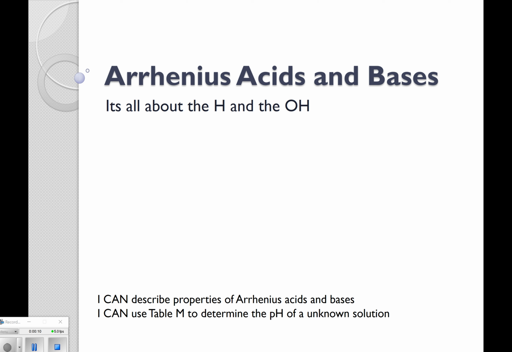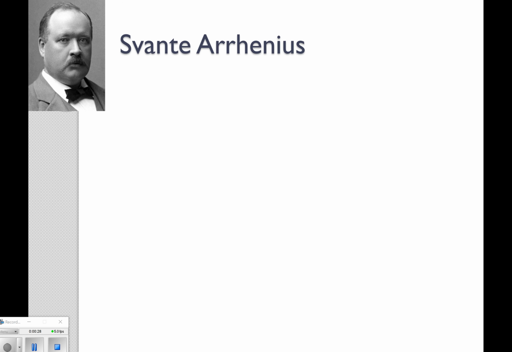Hey everyone, welcome to our first lesson in Unit 11 on acids and bases, where we're going to learn about what constitutes an acid and a base and what makes a substance acidic or basic. Today we're going to learn about Arrhenius acids and bases, and you'll be able to describe properties of both Arrhenius acids and bases, and we'll take a look at a few different types. And then we'll use Table M to determine the pH of an unknown solution.